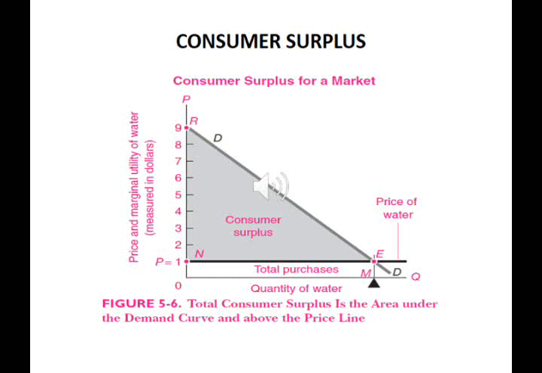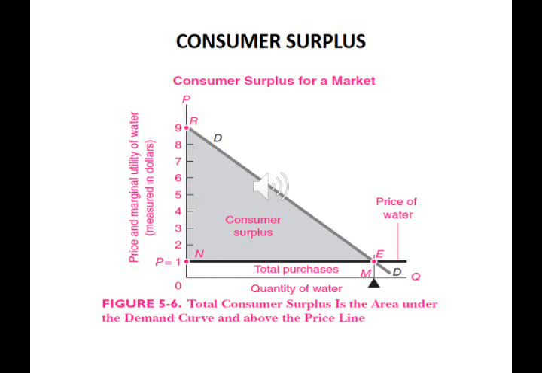So the consumer surplus will be the area of the gray triangle, which is the difference between the total utility the consumer is getting from consuming a certain amount of the good minus the market value he is paying to purchase this amount of the good. So this is what we call consumer surplus or فائض المستهلك.